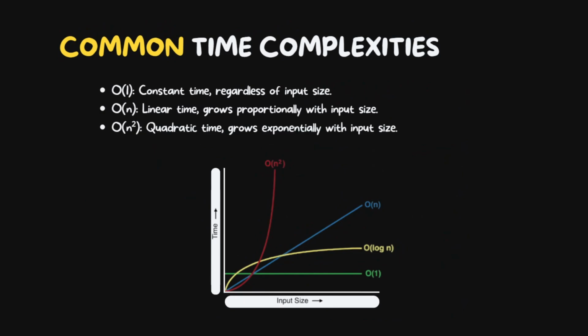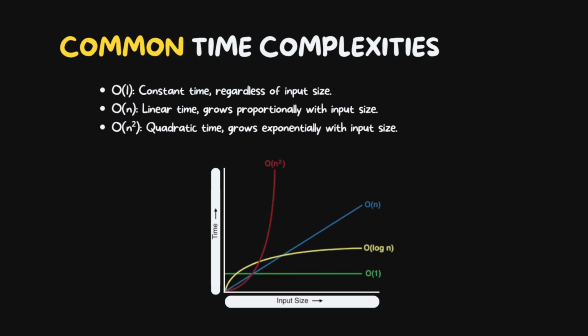Next is O(n), which is linear time. The runtime increases proportionally with the input size. Example, iterating through an array. Next is O(n²), which is quadratic time. The runtime increases quadratically as the input size grows. Example, nested loop for pair comparisons. Next is O(2^n), exponential time. Runtime doubles with each additional input. Example, solving the Tower of Hanoi problem recursively.